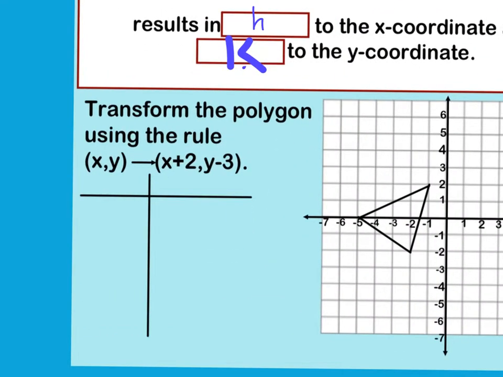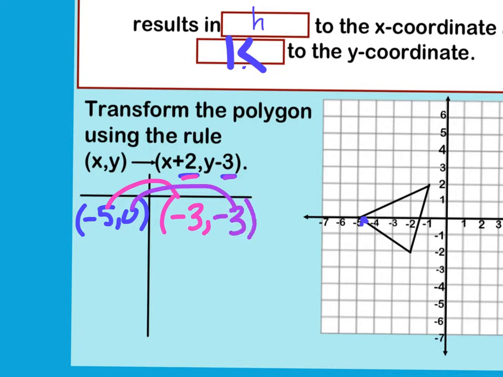If my ordered pair rule is x plus 2, y minus 3, it means I'm going to take each of these points, like this first one, which is the point -5, 0, and I'm going to add 2 to the x value. -5 plus 2 is -3. And then I'm going to subtract 3 from the y value. 0 minus 3 is -3. And this point, -5, 0, would be translated to -3, -3, which is right here. This is the vector that it is translated by.